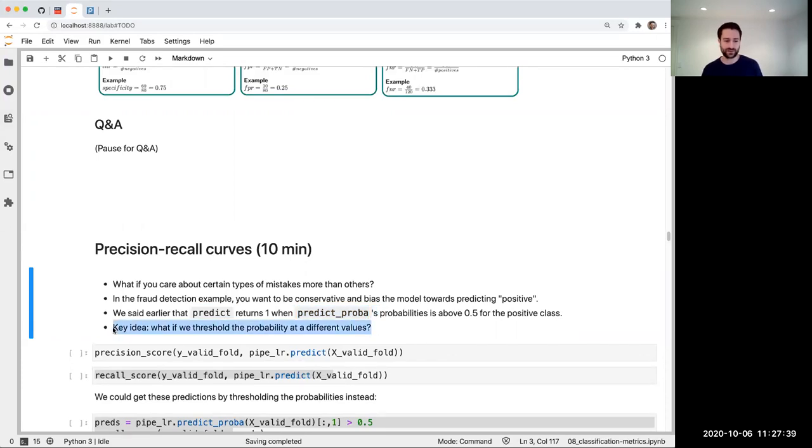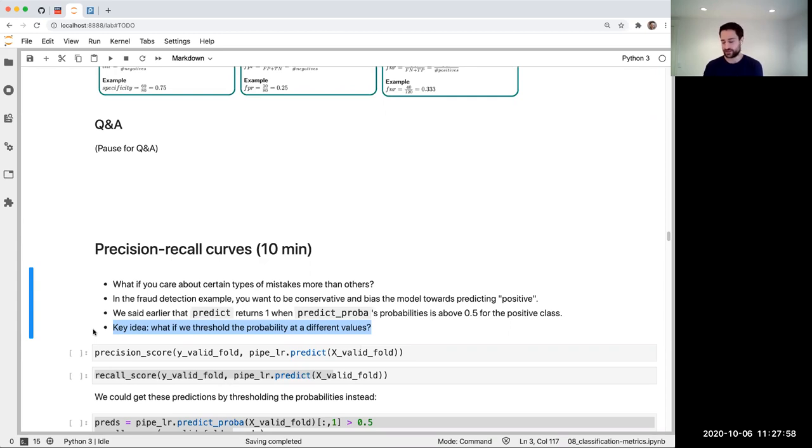So here's an important question. What if we said earlier, maybe I would like to catch more frauds? What if I just change that threshold? What if I say, if the probability score is 0.3, I'm going to cancel the credit card. Or if the score is 0.2, I'm going to cancel the credit card.